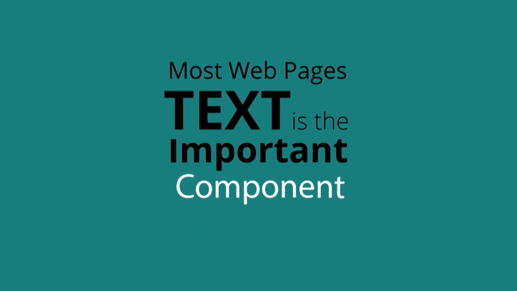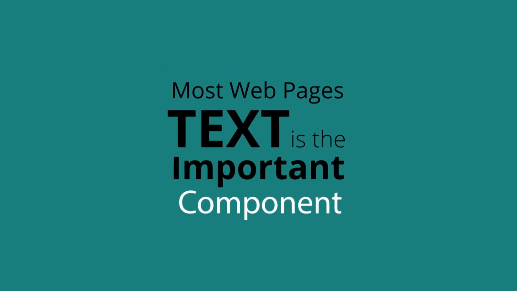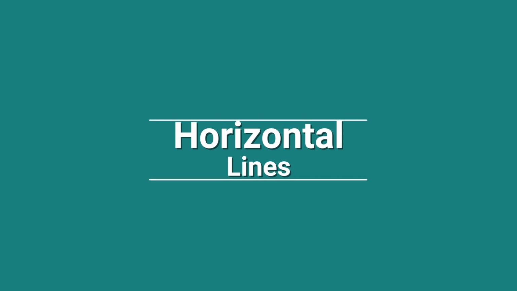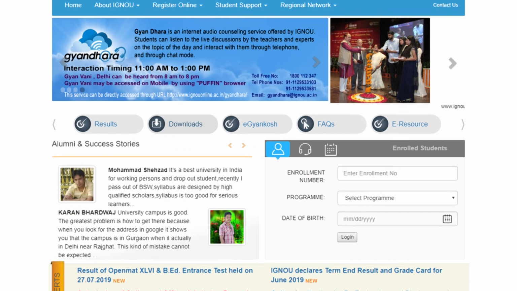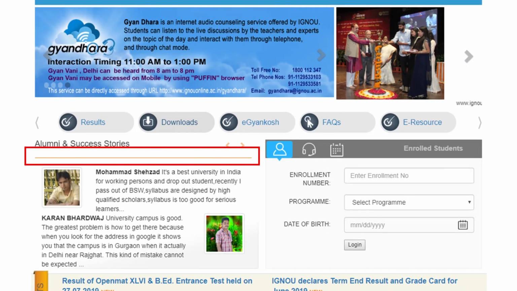Text. For most web pages, text is the most important component. Text is used to present your ideas, instructions, and to drive home your point. Just like in a word processor, the size of the text may be changed as well as its color, style and font. Horizontal lines. Horizontal lines are used to break up or separate parts of a web page.